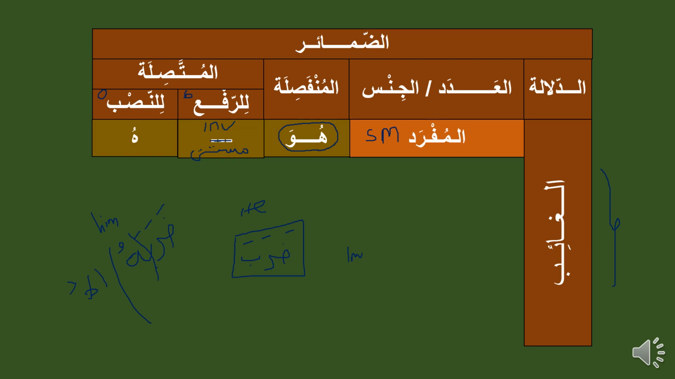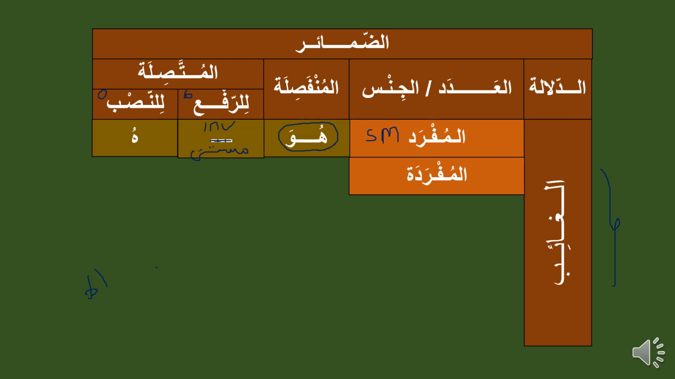So the hu here is what we are talking about. It's not going to be dorabahua. If you say dorabahua, that is a blunder. It's going to be dorabahu, because this hu is the muttasil, the attached pronoun, which is the objective one. So that is the first one. Let's look at the second one, which is al-mufrada, singular feminine under the gaib.